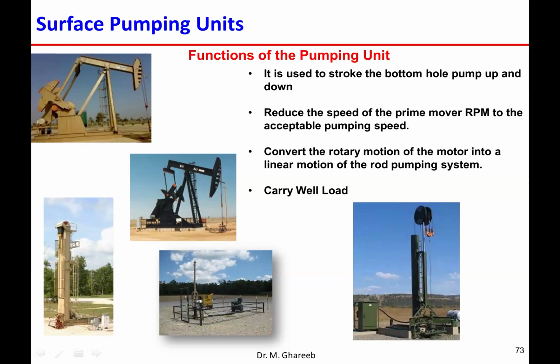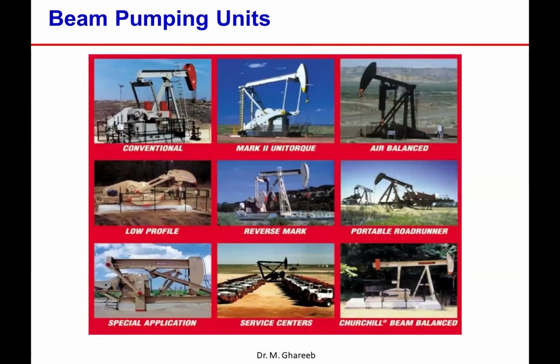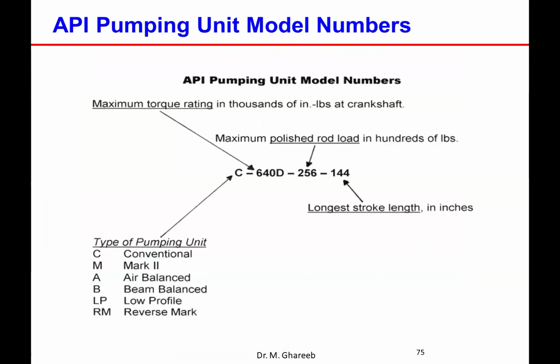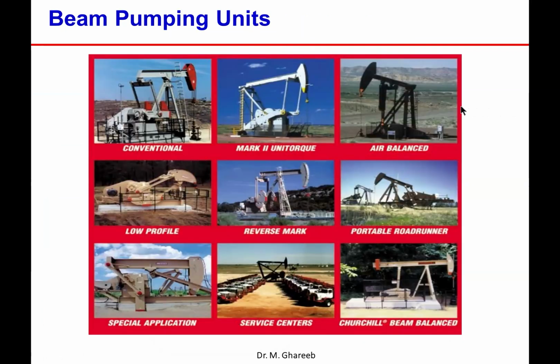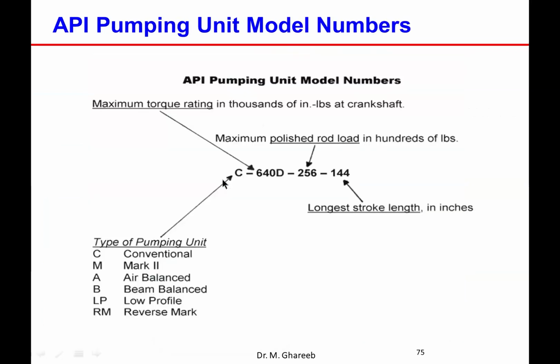According to the API, API defined everything in the reciprocating rod lift system. For downhole pumps there is API nomenclature, and for the rod string and the pumping units it is the same. The beam type of pumping unit is defined by the API. There are different types of pumping units, different geometry, and different capacities, because according to the well load and fluid volumes, I have to use a certain size of unit. According to the API, the unit is defined with nomenclature like this. First is a letter that tells you what type of unit.